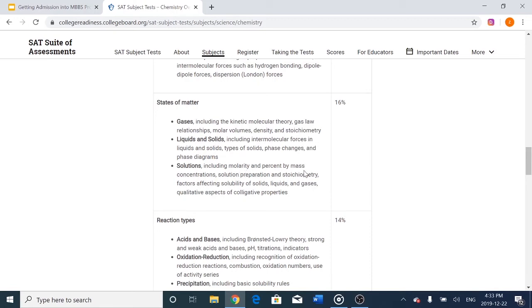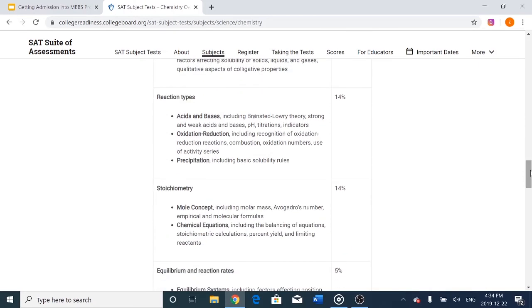You're going to need to know molarity, percent by mass concentration, solution preparation, and stoichiometry. Solubility, you're gonna actually have to memorize the solubility chart. Liquids, gases, and qualitative aspects of colligative properties. So colligative properties, make sure to also know that. You're gonna need to know Bronsted-Lowry theory. You're gonna know acids and bases. You're gonna have to know strong and weak acids, pH, titrations, indicators. You're gonna have to know all of that stuff too.